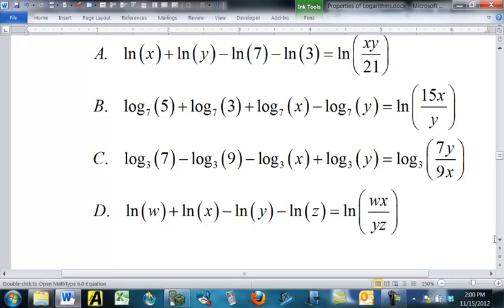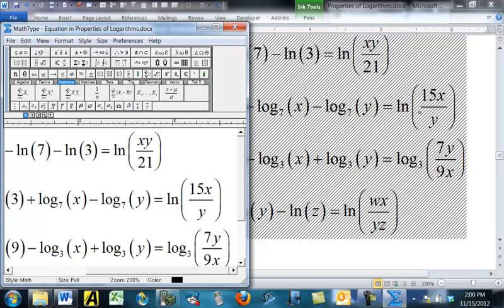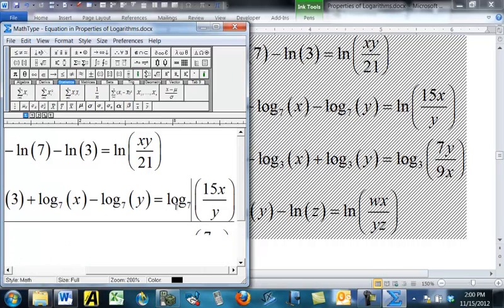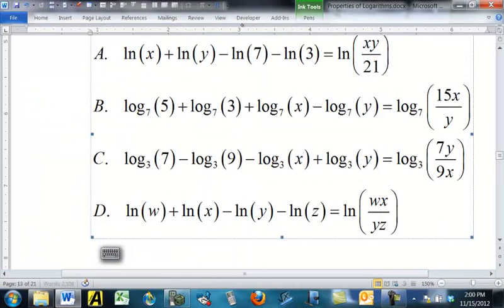Oops, this next one should be log base 7, because it has to stay the same base. Each one is all log base 7, so the answer's got to be log base 7, and the coefficients are all 1 or negative 1, so we can put it together. So the top's going to be 5 times 3 times x, which is 15x, and the bottom's going to be y.